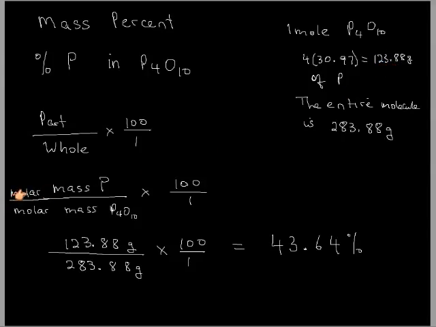So mass percent of phosphorus is the molar mass of phosphorus in the molecule divided by the molar mass of the entire molecule times 100 over 1. The molar mass of phosphorus in the molecule, which is 4 atoms of phosphorus, divided by the molar mass of the entire P4O10, times 100 over 1, which is 43.64%.